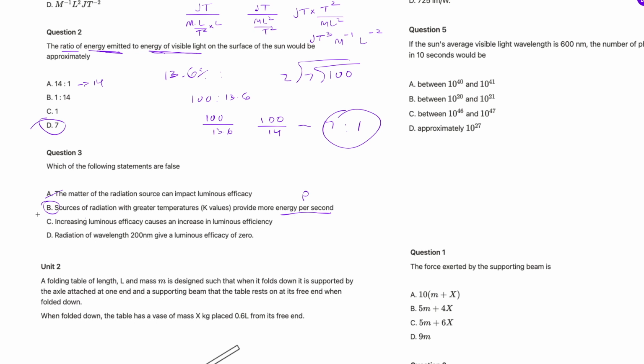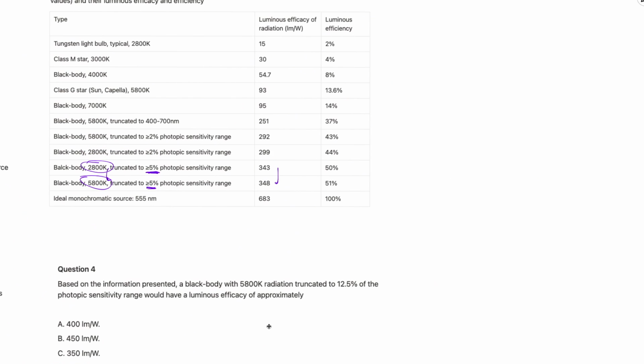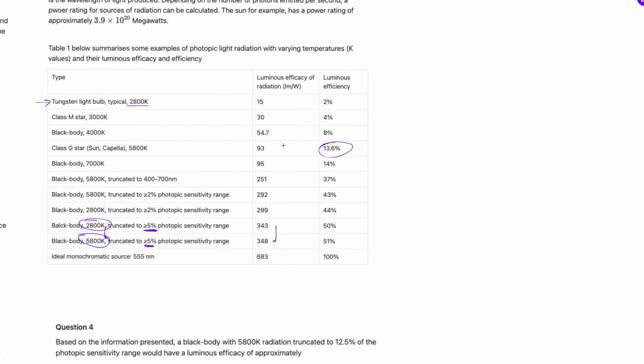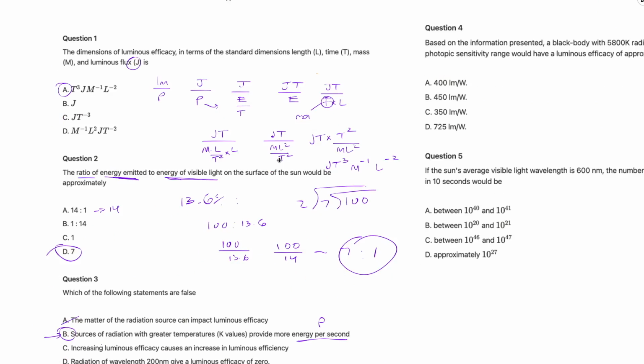And so that is why B is actually wrong, and therefore our answer. Let's rule out the others though, because that's the method that you'd want to use. So increasing luminous efficacy causes an increase in luminous efficiency. So we can see that there is a direct correlation between them. Generally speaking, as we go down the table, we see an overall increase in efficacy, and we see an overall increase in efficiency. And you can even see that when there's large jumps here. So it's not linear in the numbers that we're given, but there may be a linear or exponential relationship between them, but it's definitely a true statement.